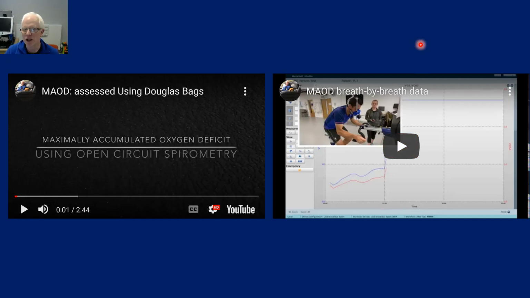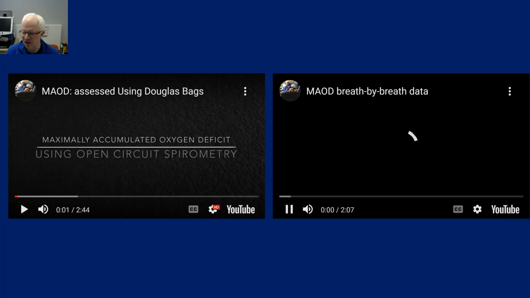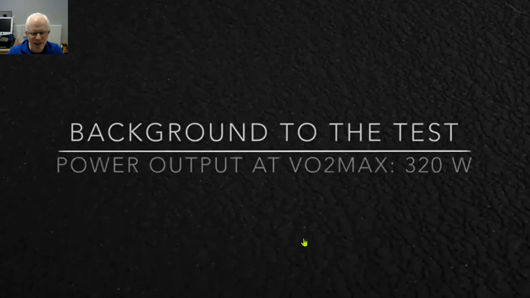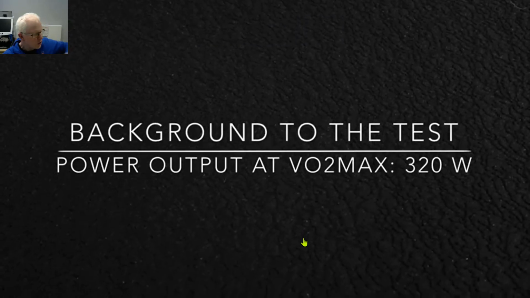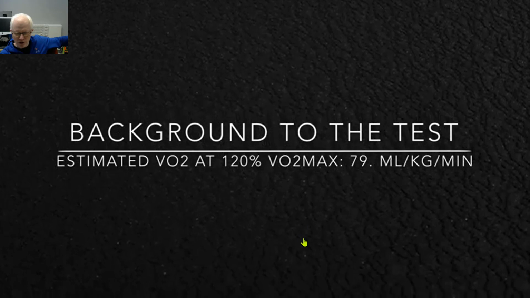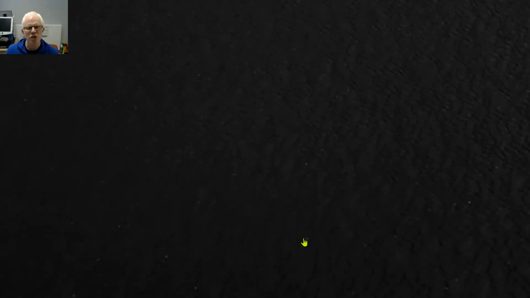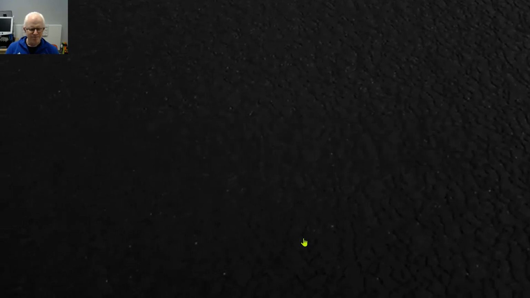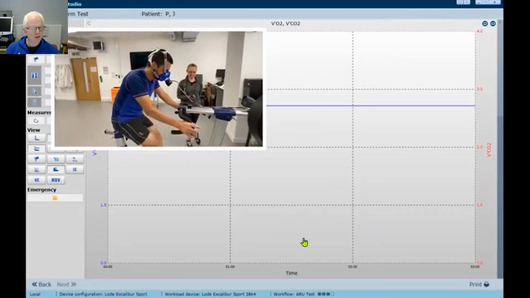Now I want to show you this slightly differently. This is the same protocol, but using computer breath-by-breath based analysis. Everything is the same participant, so the background information is exactly the same. But what you'll see this time is the oxygen cost and the O2 and the CO2 at the onset of exercise, because we're going to measure it in real time. Everything is the same. So there's the participant.